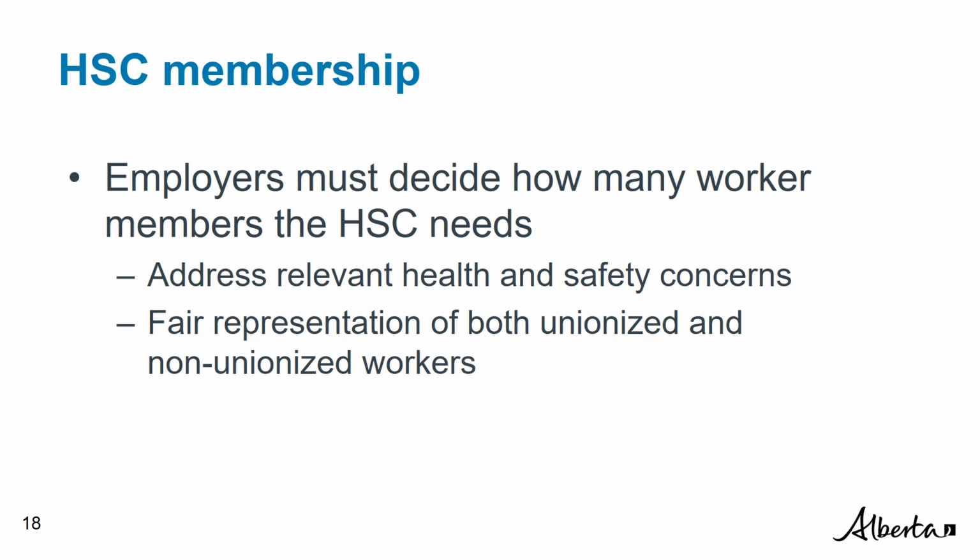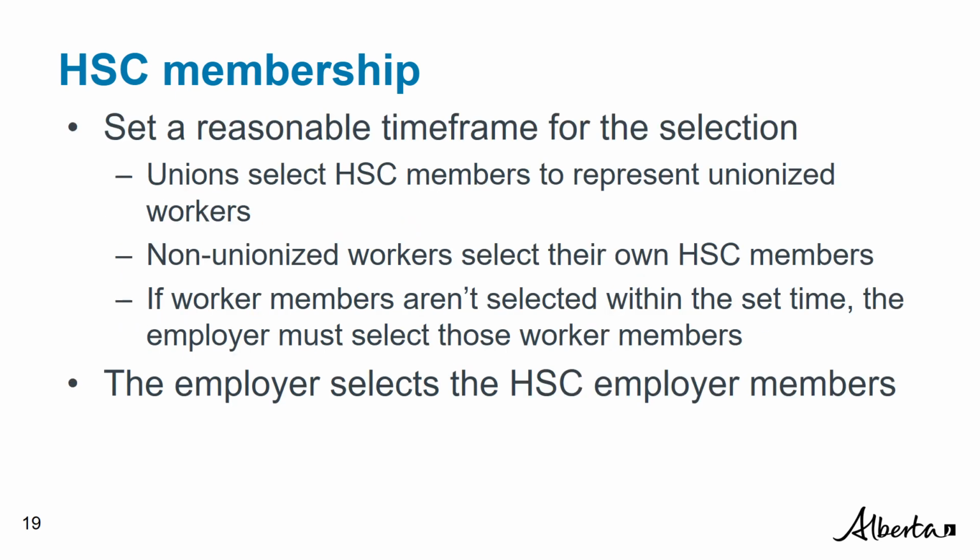The OH&S Code sets out additional rules for establishing a health and safety committee. Employers must decide how many worker members the committee needs to address relevant health and safety concerns. The number of worker members must fairly represent both unionized and non-unionized workers. Once the employer decides how many worker members are needed, the employer sets a reasonable time frame for their selection.